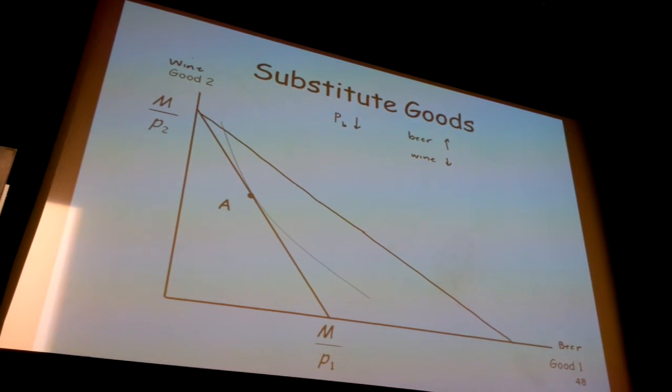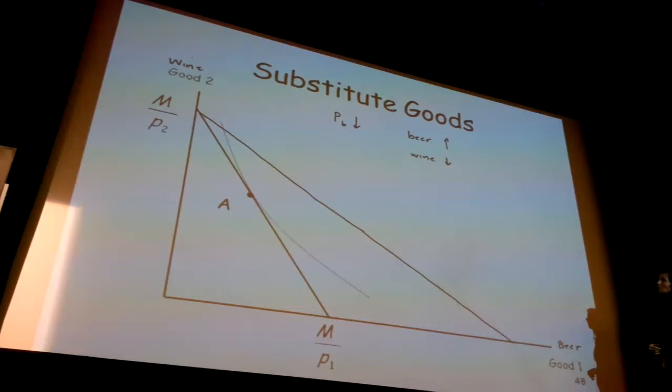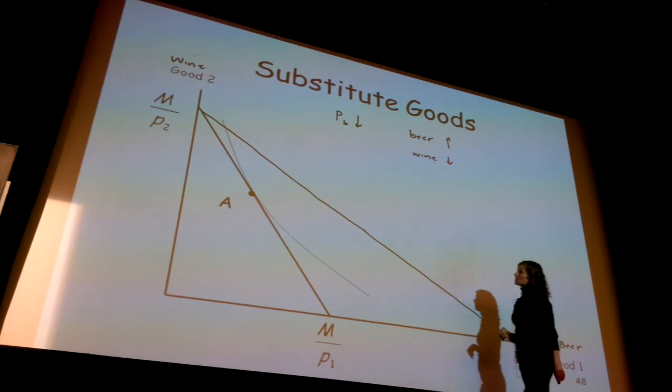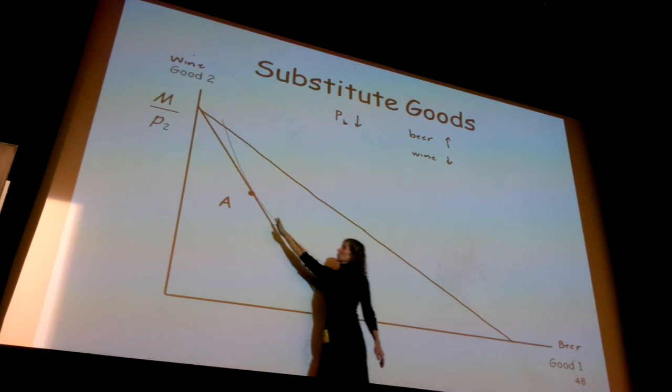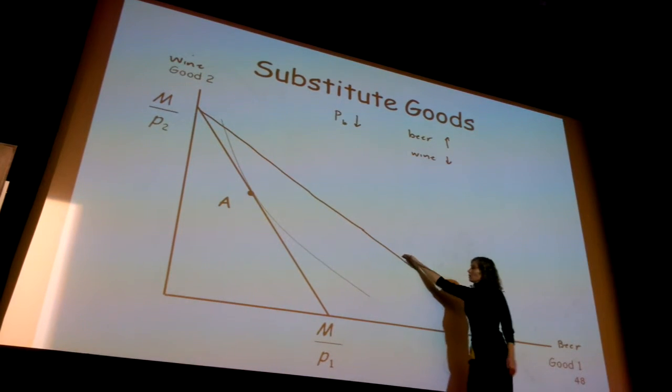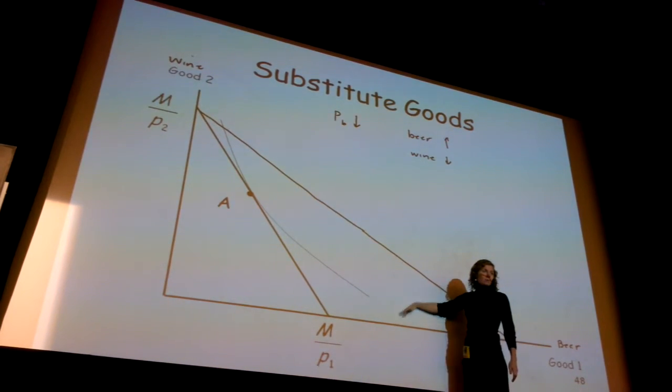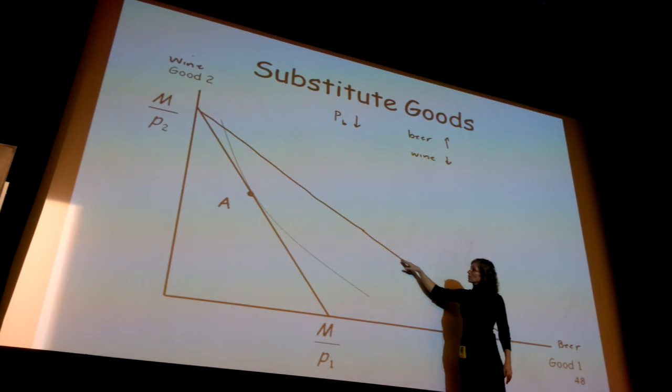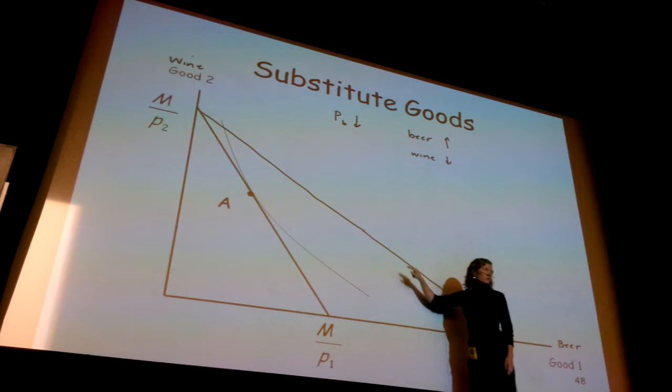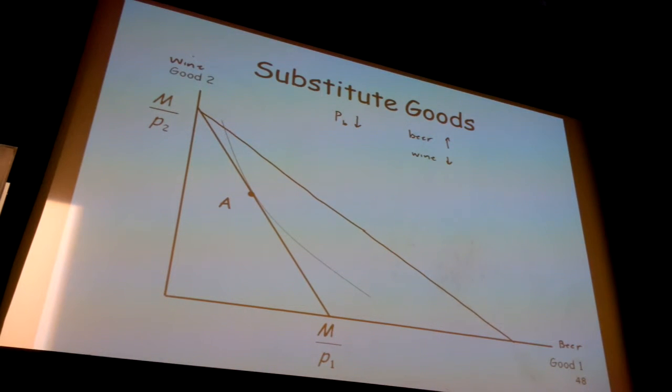Okay, so this is the thinking that you have to do before you start drawing the picture. Okay, so beer goes up, wine goes down. So now I want to find a point along my new budget constraint that's going to be consistent with an increase in my consumption of beer. So I want to be somewhere to the right of point A, but I also want to be below point A because my consumption of wine has to fall. So maybe a point right around in here is going to work. Right around in here. So I'll call that point B.